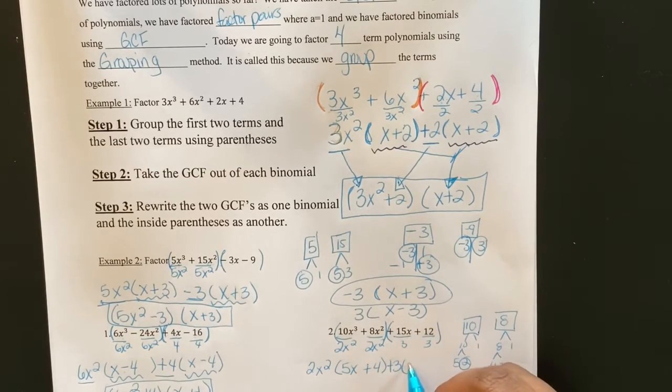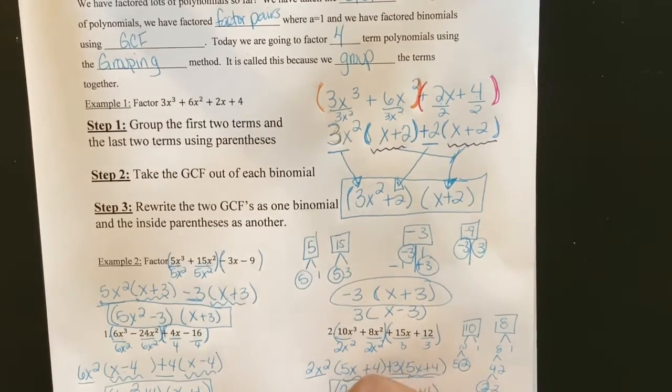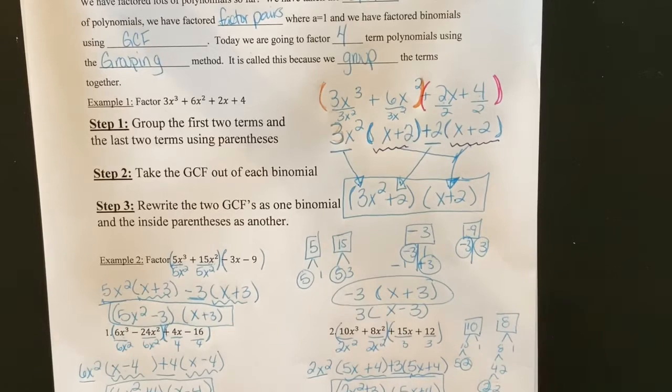15x divided by 3 is 5x. And then 12 divided by 3 is positive 4. Again, as you can see, these two in the parentheses are the same. They are written down as one factor. And then 2x squared plus 3 is another factor. That would be my answer. If you would like to check it, go ahead and do your FOILs.